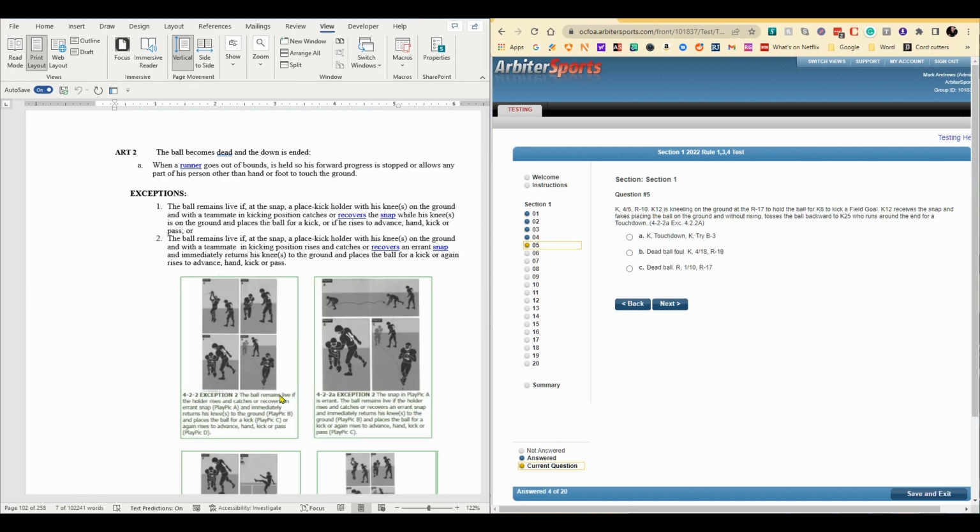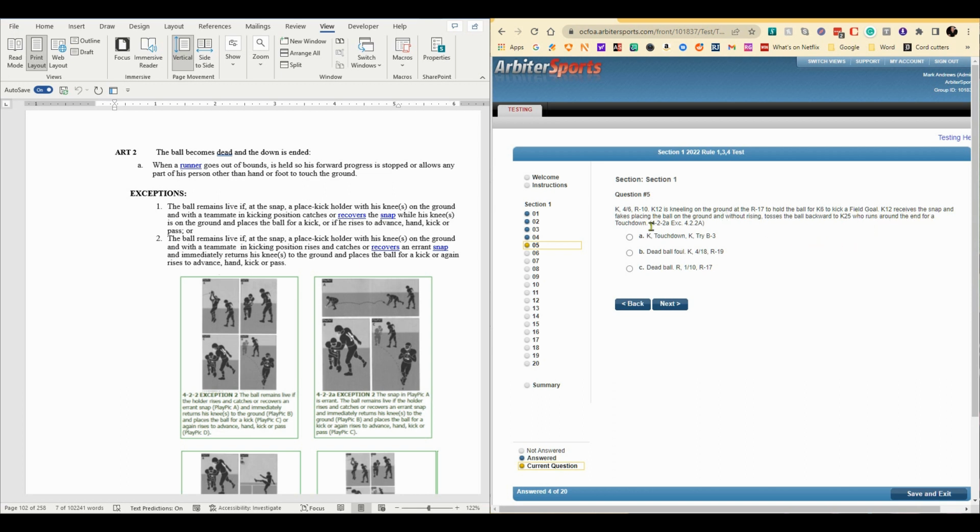All right, question number 5. K 4th and 6 at the R10. K12 is kneeling on the ground at the R17 to hold the ball for K6 to kick a field goal. So that is a legal scrimmage kick formation. The requirement is that the holder has to be at least 7 yards behind the line of scrimmage, which he is. So that's legal. K12 receives the snap and fakes placing the ball on the ground, and without rising, tosses the ball backward to K25, who runs around the end for a touchdown.